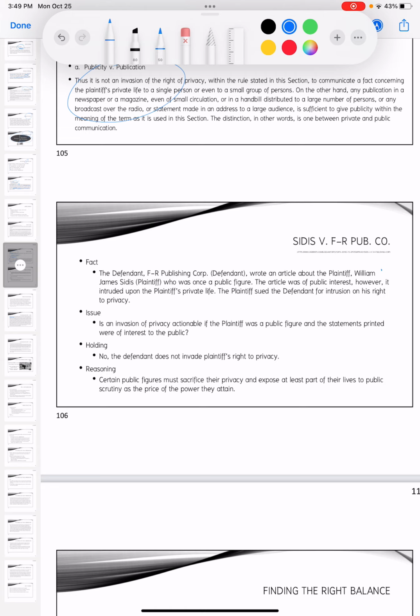So after the publication of his information, especially the publication on how he was living at that time, he was in the apartment, he worked for the job which is insignificant. He sued the publishing company, the publishing corporation.